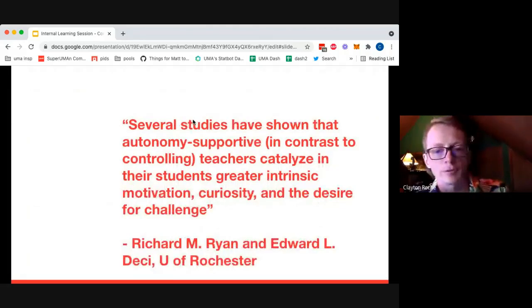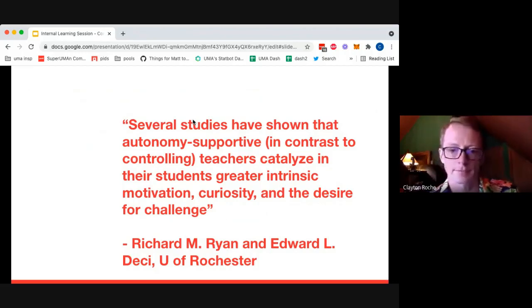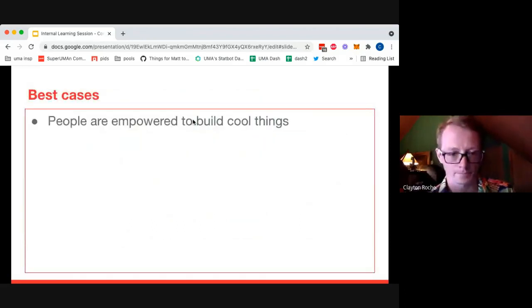Several studies have shown that autonomy-supportive, in contrast to controlling, teachers catalyze in students greater intrinsic motivation, curiosity, and desire for challenge. So the key word there is autonomy supportive. You want to give people autonomy. It has better outcomes with regard to motivation and long-term relationships. Maybe personal relationships too, but I mean long-term business community relationships.